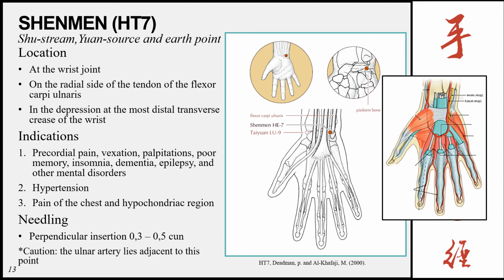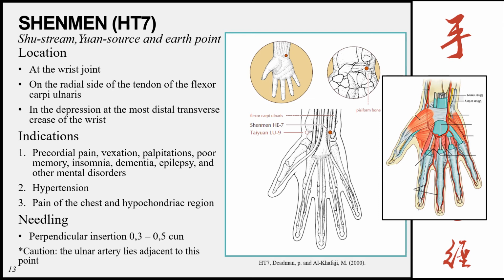The next point is SHENMEN, Heart 7. This is a shu-stream, yuan-source, and earth point of the meridian. It is located at the wrist joint on the radial side of the tendon of the flexor carpi ulnaris, in the depression at the most distal transverse crease of the wrist.